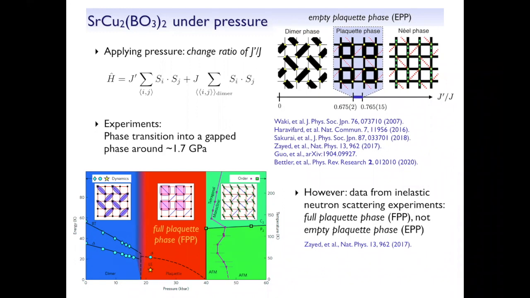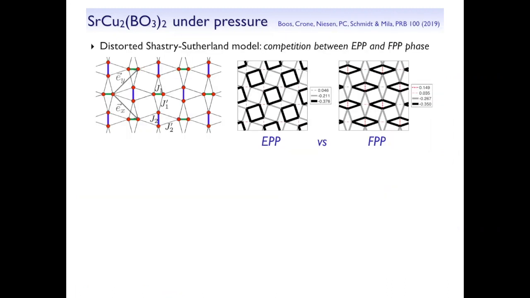Now, one possible reason why there's a discrepancy between the two is that the model which we need here is no longer the plain Shastry-Sutherland model, but a more complicated model. To gain insights here, we have recently considered a deformed or distorted Shastry-Sutherland model, with two different types of dimer couplings and two different types of interdimer couplings. And then we studied the competition between the empty plaquette phase and the full plaquette phase.